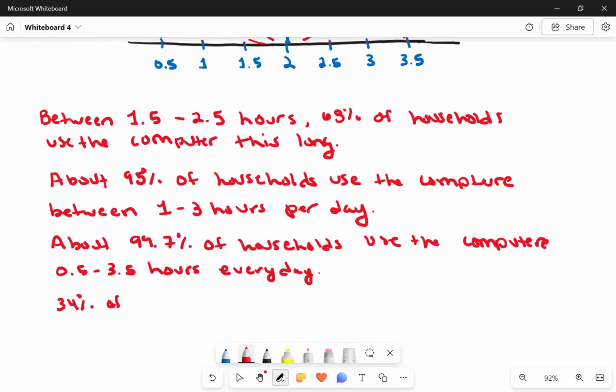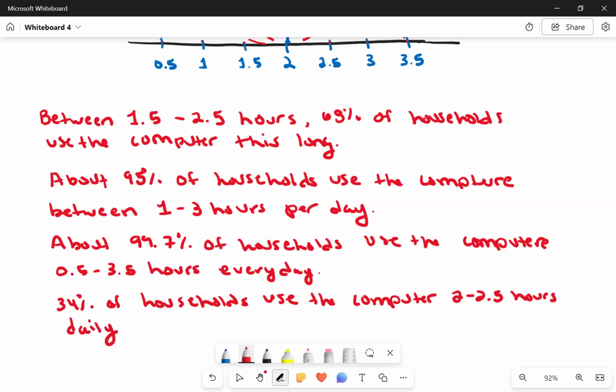34% of households use the computer 2 to 2.5 hours daily. I'm going to go ahead and put little bullet marks for each statement I'm making here. And what's neat then is that we can find the percentages now that we see that based on different values. So like, let's say I wanted to figure out what percent is between, let's do 1 and 3.5.